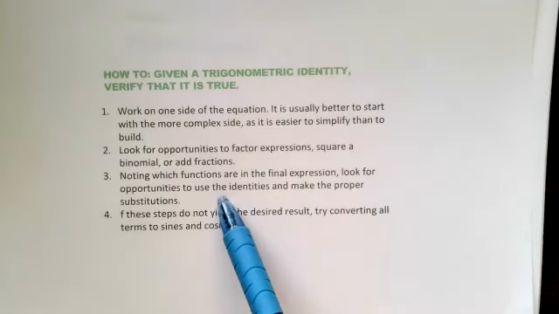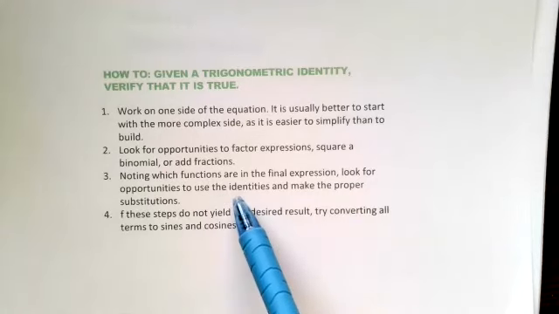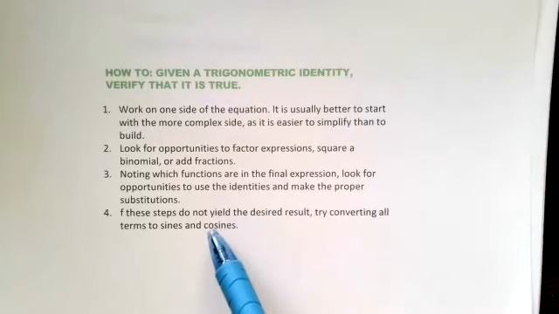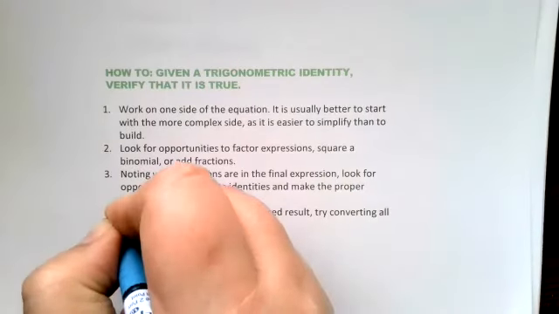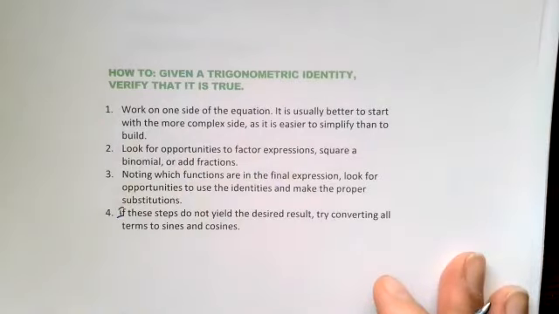Principle number three, noting which functions are in the final expression, look for opportunities to use the identities to make the proper substitutions. So in other words, if you see sines and cosines on the other side, then that's your goal, and try to modify your expressions into sines and cosines. Number four, if these steps do not yield the desired result, try converting all terms to sines and cosines. All right, let's try.